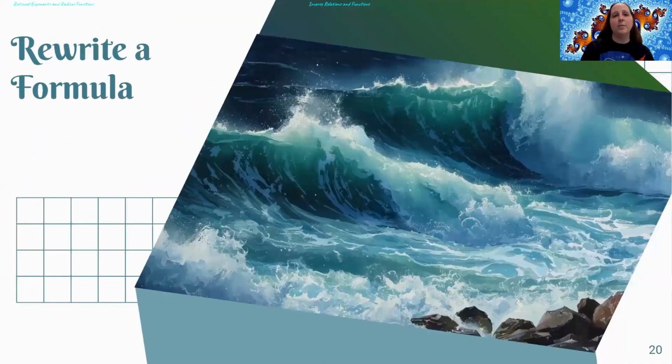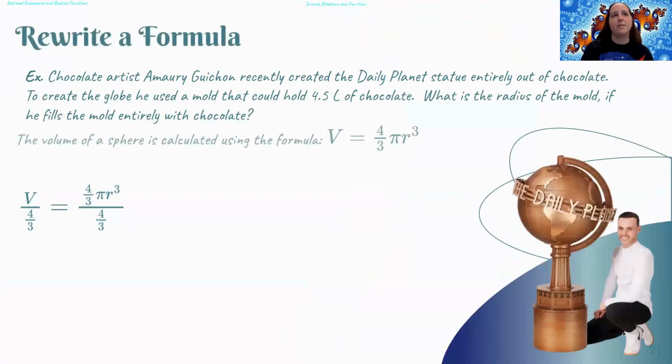Rewrite a formula. Chocolate artist Amara Guichon recently created the Daily Planet statue entirely out of chocolate. To create the globe, he used a mold that could hold 4.5 liters of chocolate. What is the radius of the mold if he fills the mold entirely with chocolate?